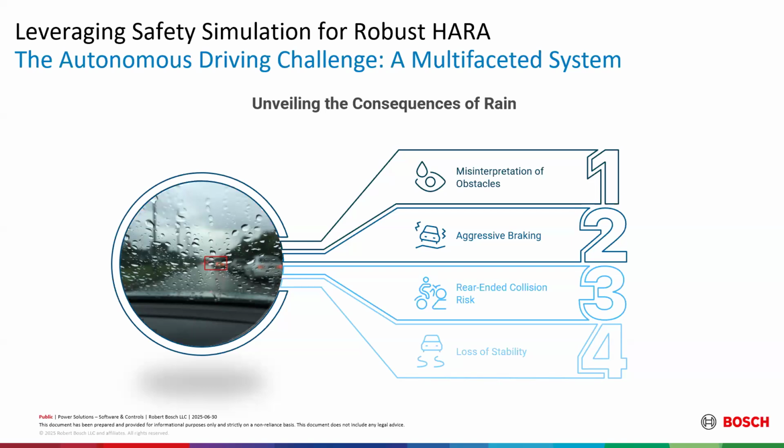So the traditional HARA, which we do as per ISO 26262, is confined to electrical and electronic faults. But when we move into the autonomous world, we have functional insufficiencies like this that can cause hazards, which we have to import into our traditional hazard analysis and risk assessment for an effective safety concept.